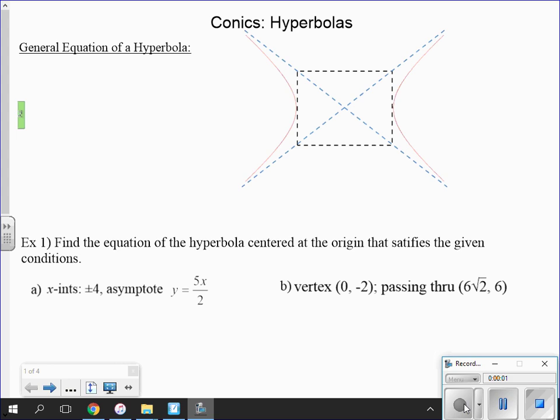Now we do our conic sections with our hyperbolas, not hyperbole. Hyperbole is what you discuss in your English classes. This is a hyperbola.